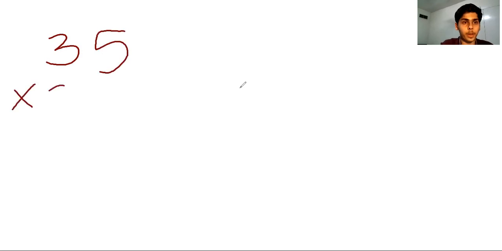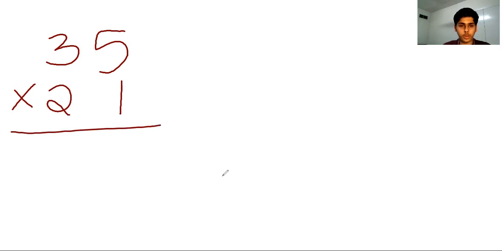Why don't I explain this with another example? Let's say the numbers are 35 multiplied by 21. Okay, now I want you guys to try this out. What is the process we're going to follow? 5 times 1 is 5. You're going to put the number 5 here. 3 times 1 is going to be 3.